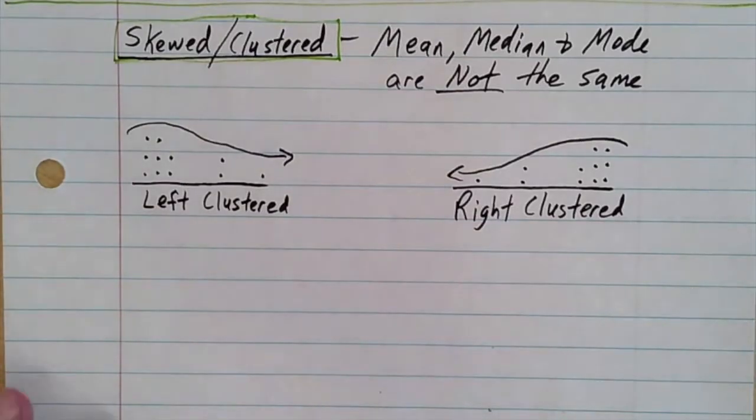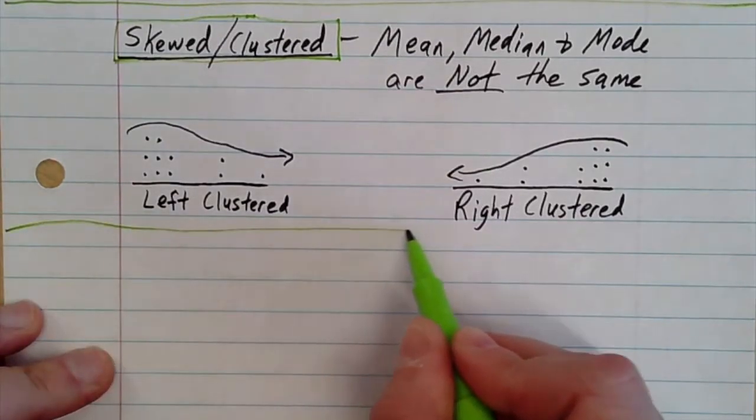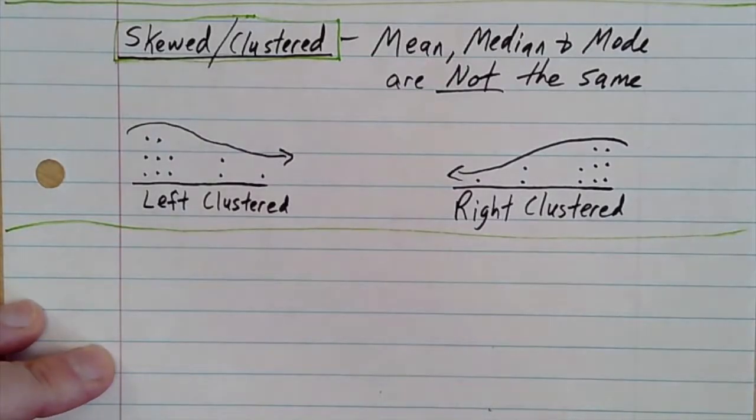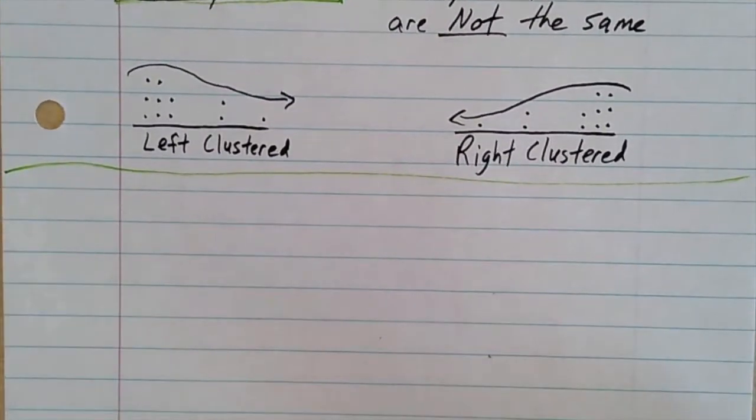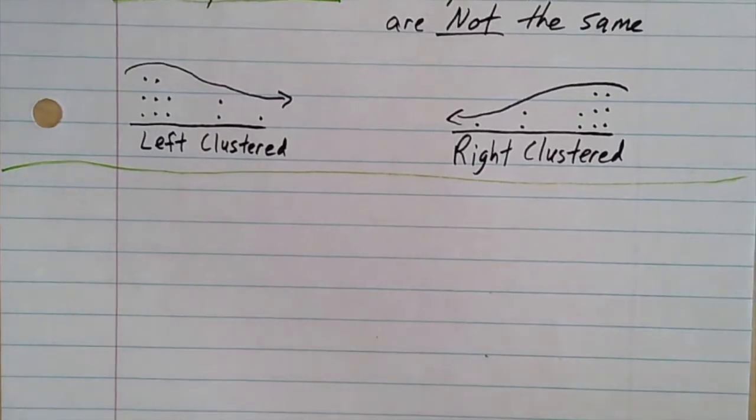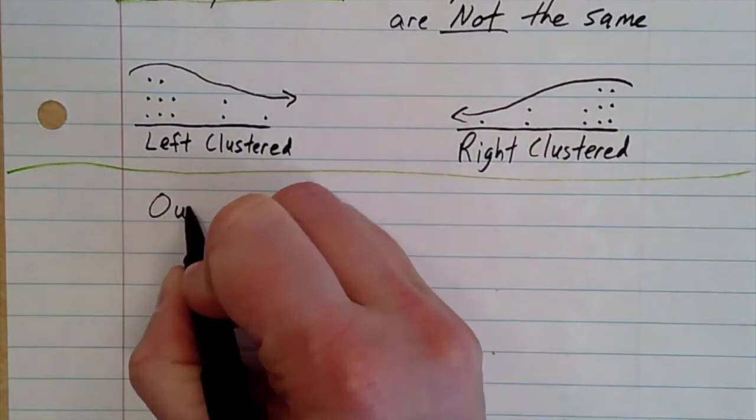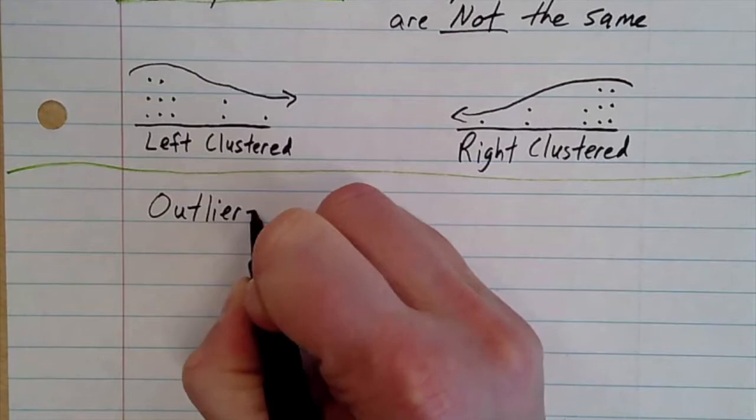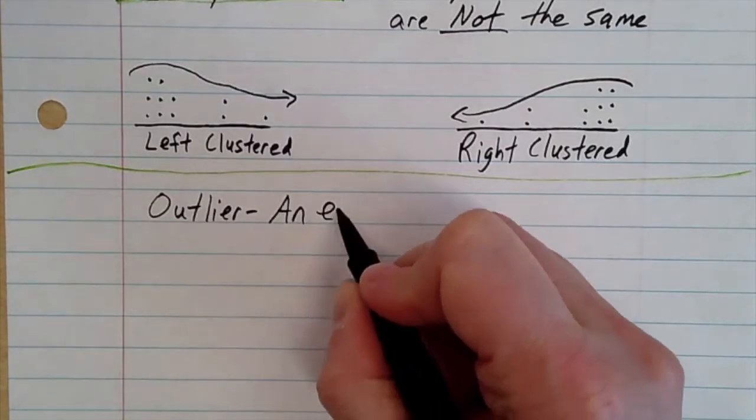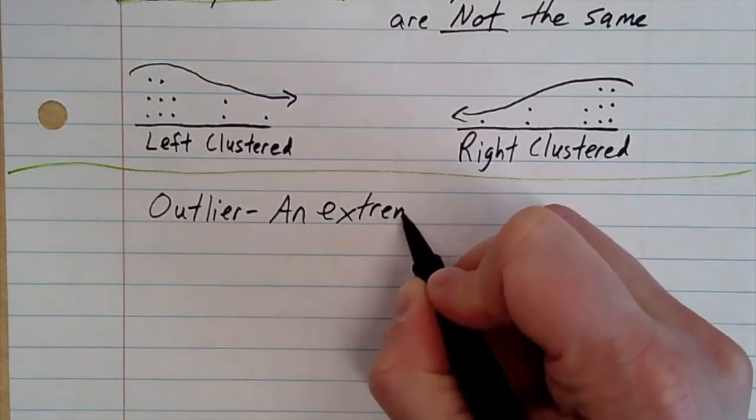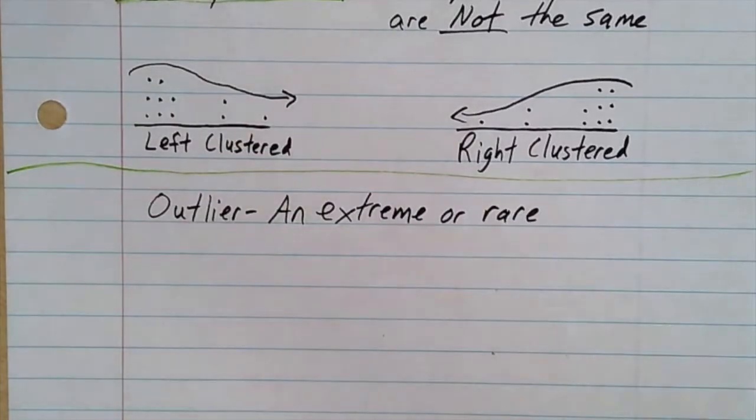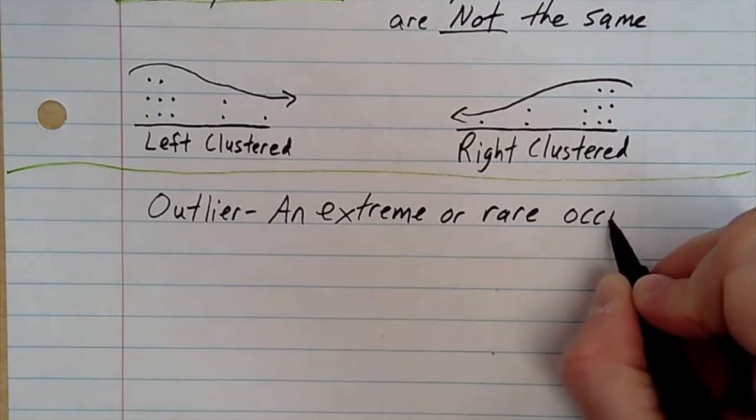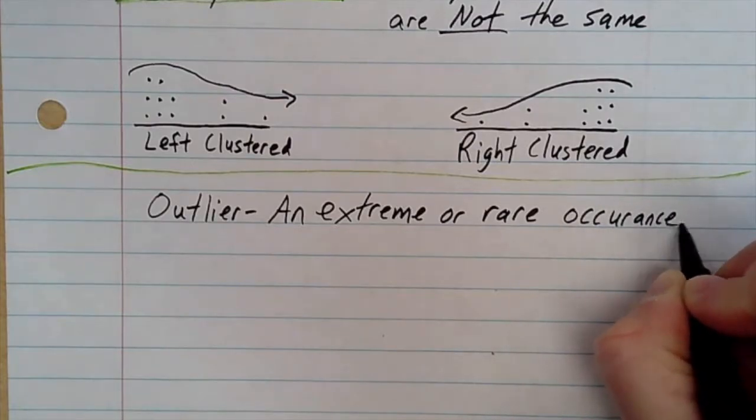Another term we talked about was outlier, and that's exactly what happens here. When you have outliers, it pulls your data one way or the other. Sometimes outliers are good to help make your data look good, and sometimes they can hurt you. So an outlier is just an extreme, or we call it rare, meaning it doesn't happen very often. Extreme or rare occurrence. It doesn't occur very often.